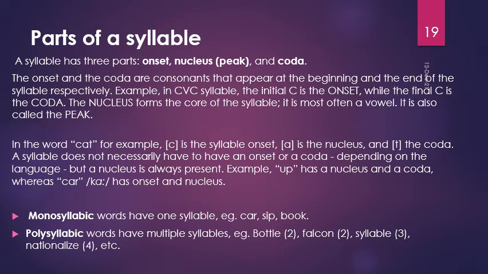We have terms like monosyllabic and polysyllabic. Monosyllabic words have one syllable. Example, car, sick, book, cook. While polysyllabic words have more than one syllable. Example, bottle, which has two syllables, falcon has two syllables, syllable has three syllables, and nationalize has four syllables.